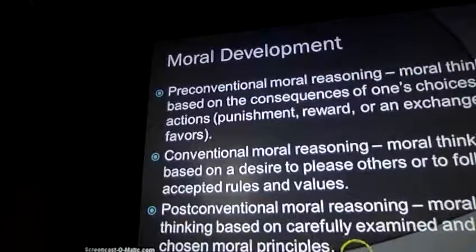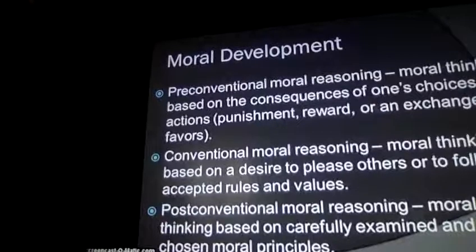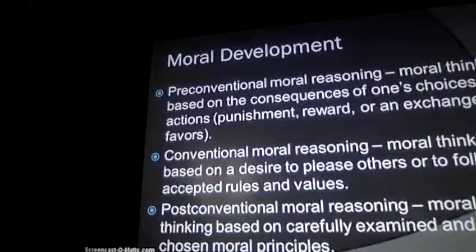Moral development starts in childhood and continues into adulthood. Via this process, we acquire values, beliefs, and thinking patterns that guide responsible behavior. And we learn moral values through thinking and reasoning. There are 3 levels of moral development.